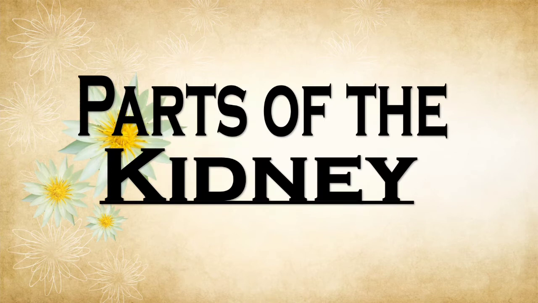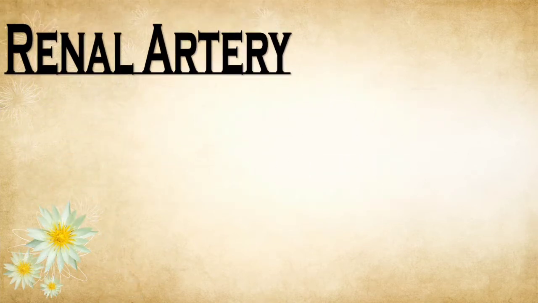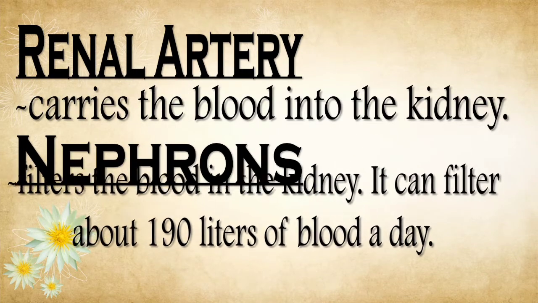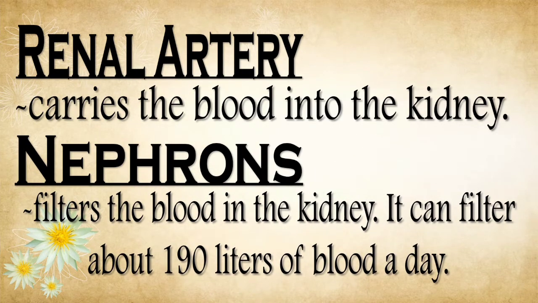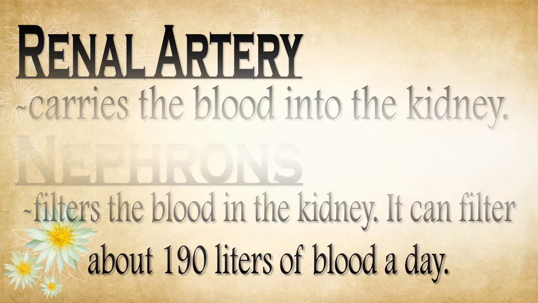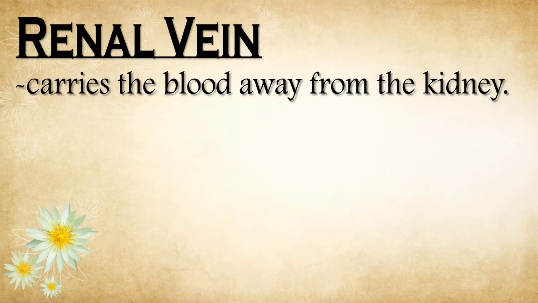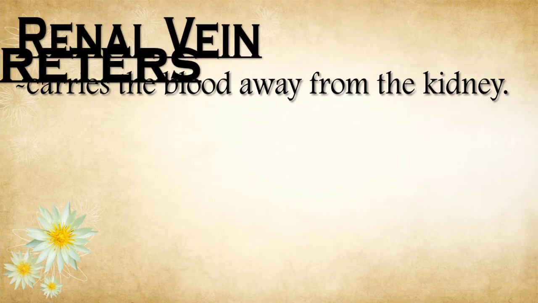So what are the parts of the kidney? First, we have the renal artery. Renal artery carries the blood in the kidney. Nephrons filter the blood in the kidney, and it can filter about 190 liters of blood a day. Next, we have the renal vein. Renal veins carry the blood away from the kidney.